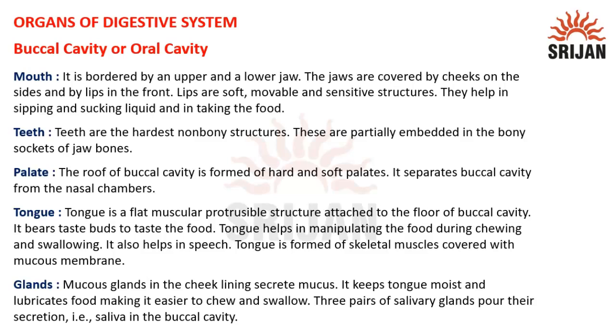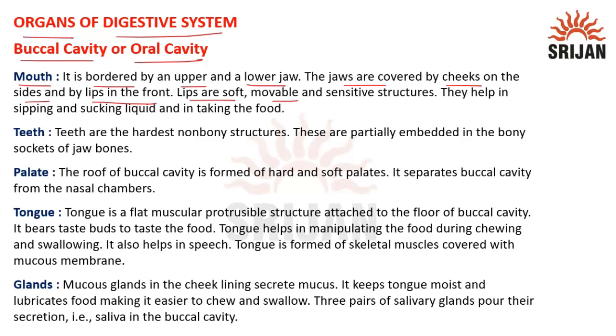In this video, we will learn about the organs of the digestive system. So first we will start with the buccal cavity or oral cavity. Under this we will see the mouth. It is bordered by an upper and lower jaw. The jaws are covered with cheeks on the sides and by lips in the front.